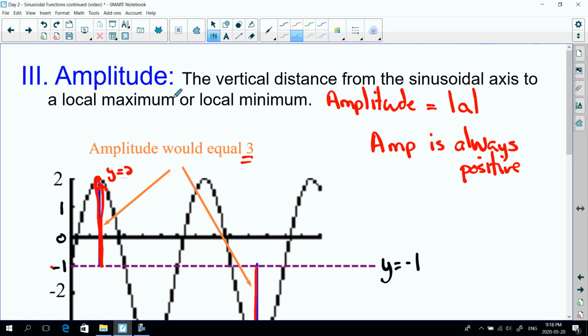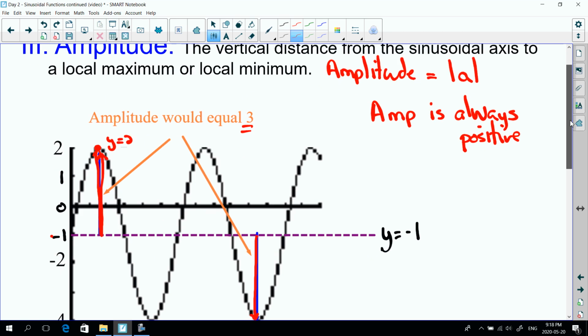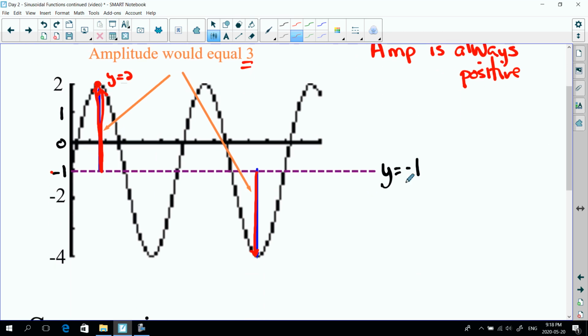And finally, amplitude, the vertical distance from the sinusoidal axis to the local maximum. Sinusoidal axis was at -1, maximum was at 2. That means I had to go up 3 units. The amplitude would be 3.